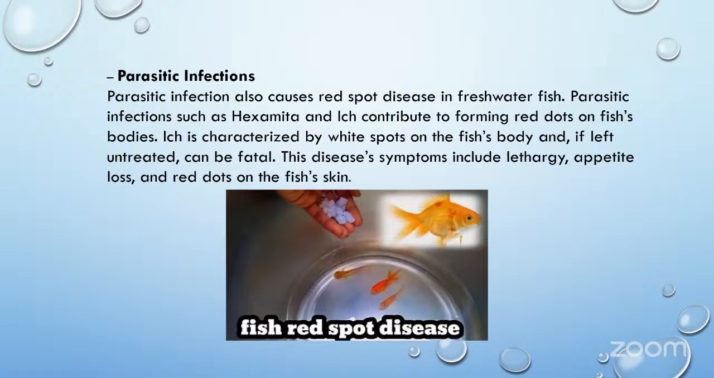Now, another reason is parasitic infections. These parasitic infections also cause red spot diseases in freshwater fish, such as Hexamita and Ich, which contribute to forming red dots on fish's bodies. Ich is characterized by white spots on the fish's body, and if left untreated, can be fatal also. The symptoms of these diseases include lethargy, appetite loss, and red dots on the fish's skin.